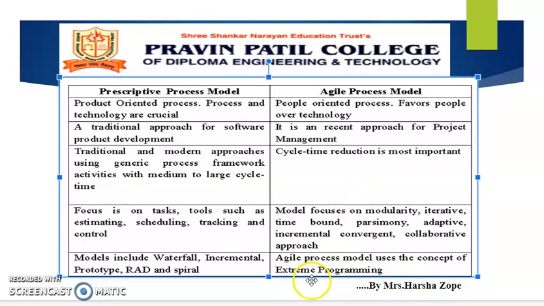The agile process model uses the concept of extreme programming. In the last videos, we have studied the types of prescriptive model. We have studied waterfall, RAD and spiral, and incremental model, and in agile process model we have studied extreme programming. You must watch the previous video.